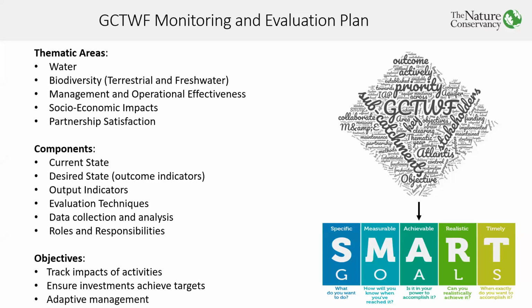So for each of these thematic areas, we have defined the current state, or defined the problem that we are tackling. We have defined the ultimately desired state, or the outcome indicators. We have defined the output indicators which we would need to monitor to achieve that desired state. And the working group has proposed evaluation techniques for each of these thematic areas, and also described data collection and analysis. And very importantly, we've assigned roles and responsibilities for each of the thematic areas.